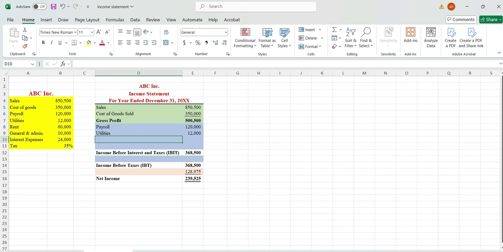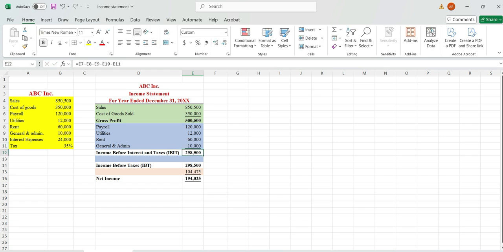Then we have rent, which is 60,000. Then lastly we have general and administration, general and admin, which is 10,000 per year.